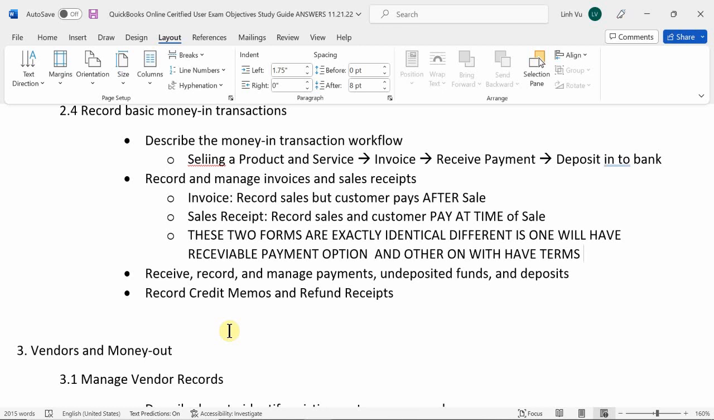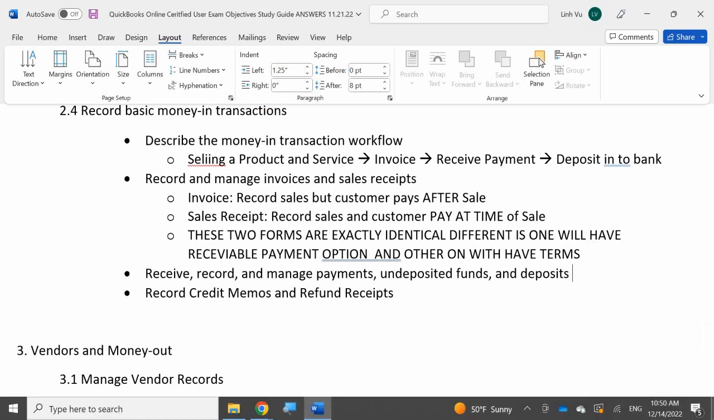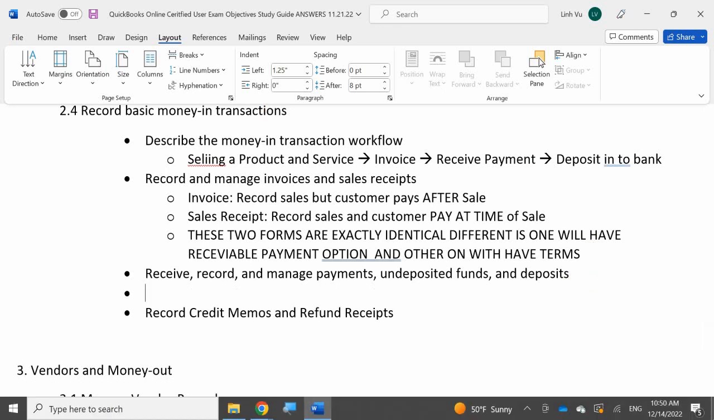Okay. All right. Receive, record, and manage payments, undeposited funds, and deposits. So let's go ahead and talk about that. We're going to talk about the accounting behind the scenes. When you record an invoice, what happens? In terms of accounting, what are you increasing? You do need to know this. Accounts receivable? Good. You're increasing accounts receivable.